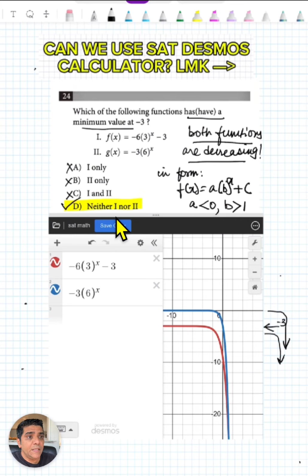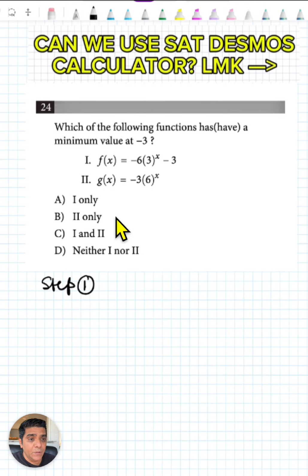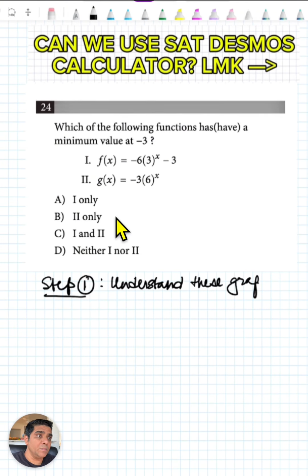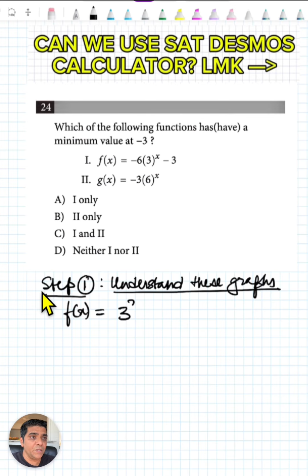So the choice is D. Neither 1 nor 2 has a minimum at -3 according to Desmos, because they're both going down. Okay? All right. So let's try to understand the math behind this by solving it algebraically. We try to understand these graphs.